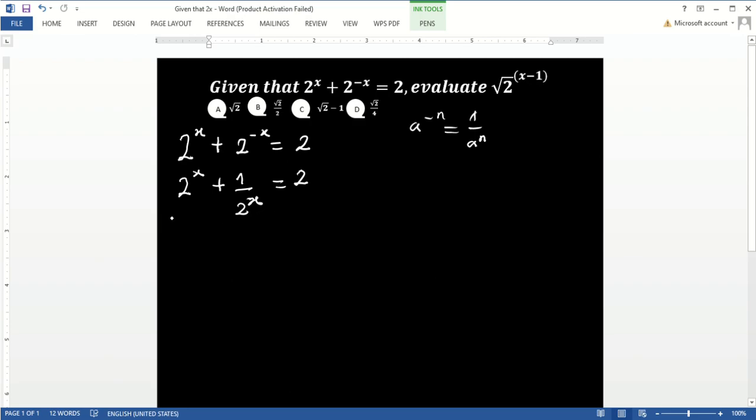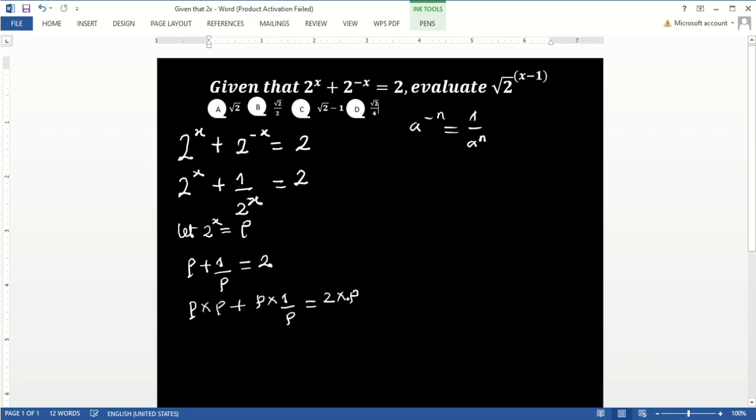But now we can also assume 2 raised power x here is equals to p, so that this expression becomes p plus 1 over p is equals to 2. If you look at this, the left hand side is a fraction already. All we need to do is to clear this fraction by multiplying through by p. This becomes p times p plus p times 1 over p is equals to 2 times p.